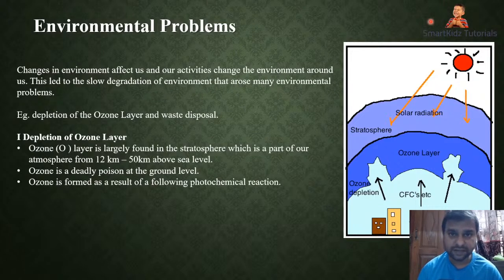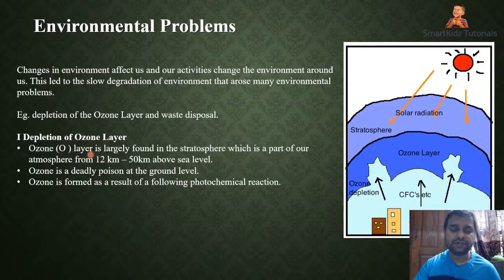It is affecting us. You may see that there is unseasonal rainfall. Sometimes it is extremely hot, sometimes it's extremely cold. Okay, different parts of the globe are experiencing different problems. So here we look at the changes in environment that affect us. Our activities change the environment around us, and this has led to the slow degradation of environment that has given rise to many environmental problems. We'll see only a few of them. Examples include depletion of ozone layer and waste disposal problem.